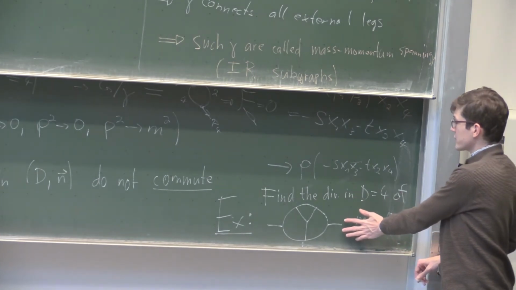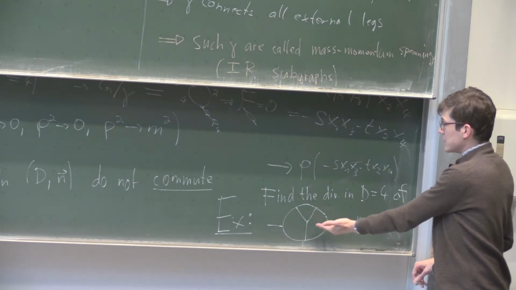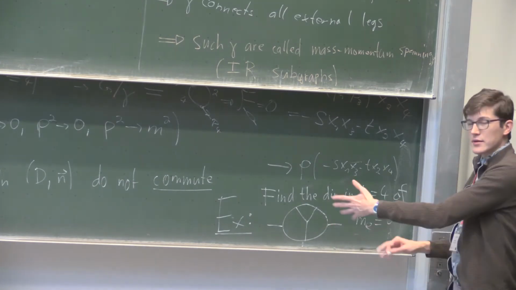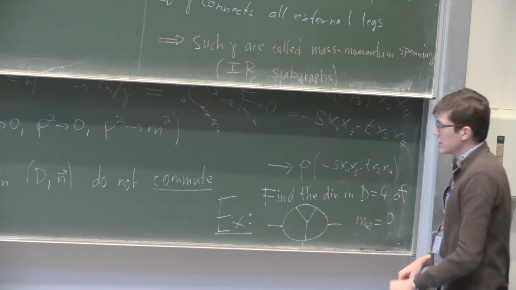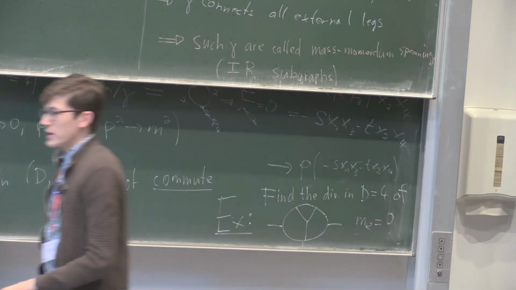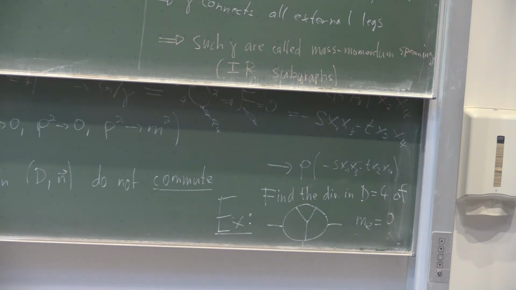And the claim is that this simple thing, there's nothing on shell or whatever, but it has a soft infrared divergence. I just try to do the power counting and find the constraint here which is violated, which shows you that this is divergent. Okay.